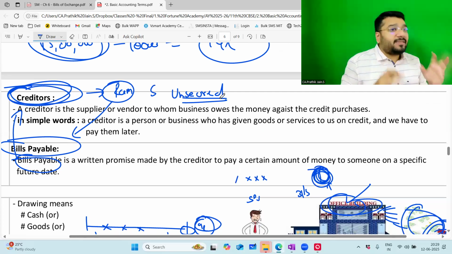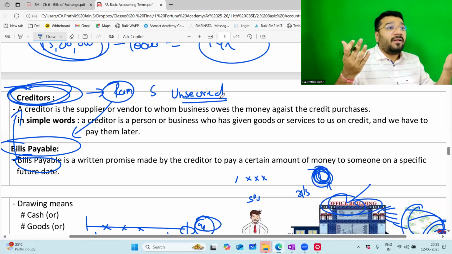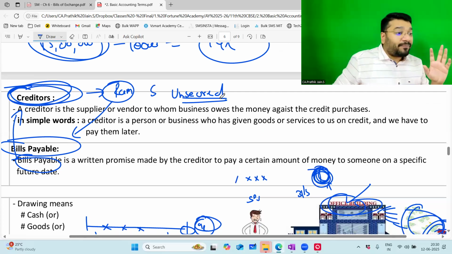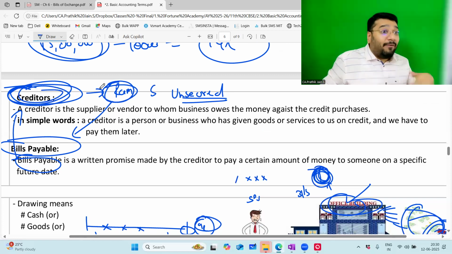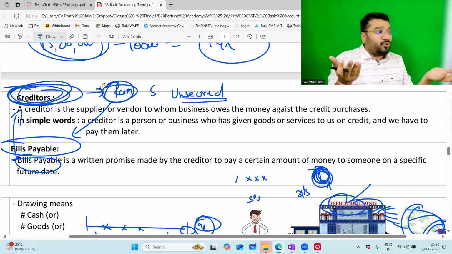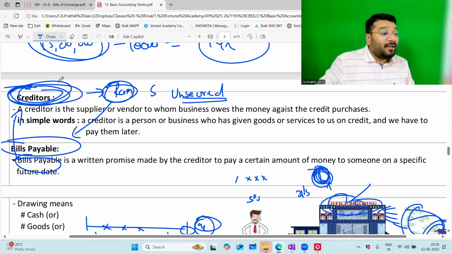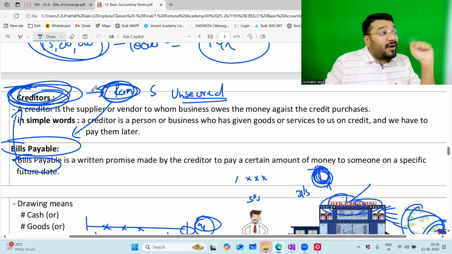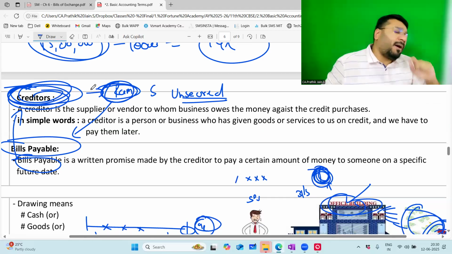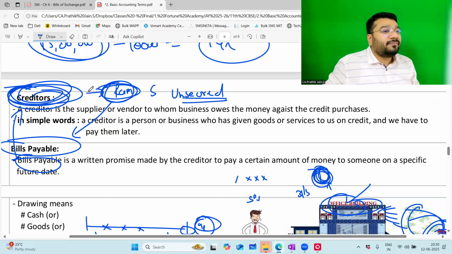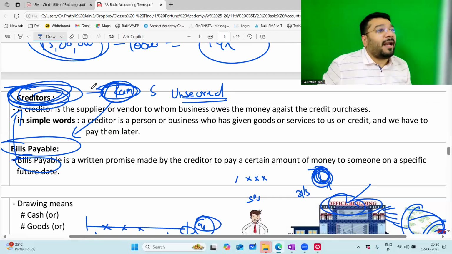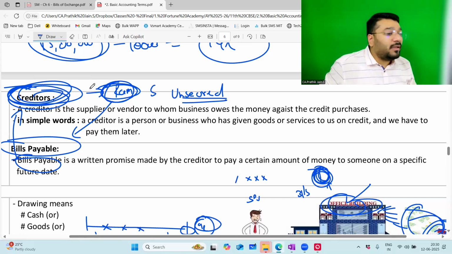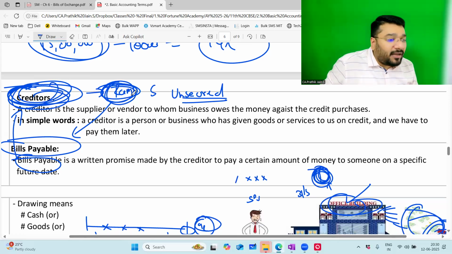Creditor means a person to whom I have to pay money in future. Sorry, I told it from the debtor point of view. Creditor is Ram, from whom we have purchased the goods on credit. Here, I am not giving any promise in writing. Ram, I'll pakka pay you the money in future. I am not giving any information in writing that I'll pay the money in future. Therefore, Ram to me is a creditor, unsecured.